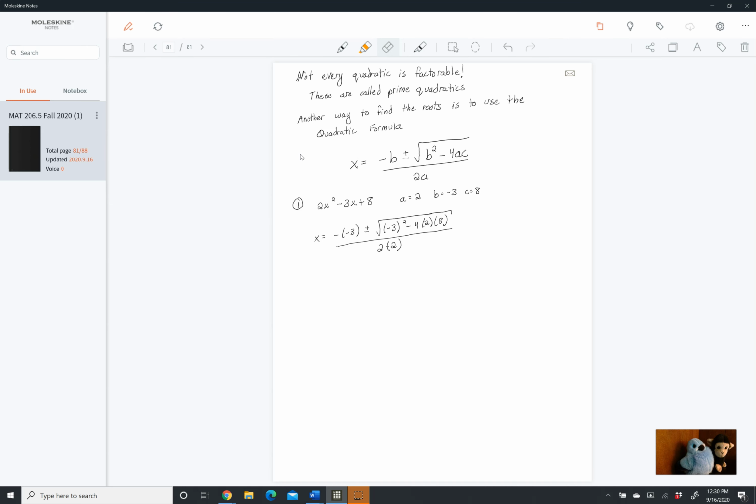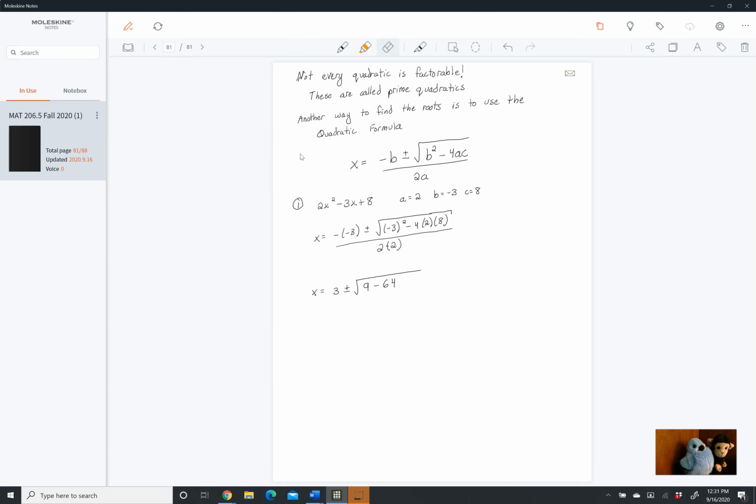Okay. Do this in tiny steps. People try and do a lot at once and they get lost. So I'm going to show you what I would expect from you in terms of the number of steps on your calculators. So negative of -3 is a +3. Then we can do the -3 squared, right? That's 9. And we could do 4 times 2 times 8, which is 64.